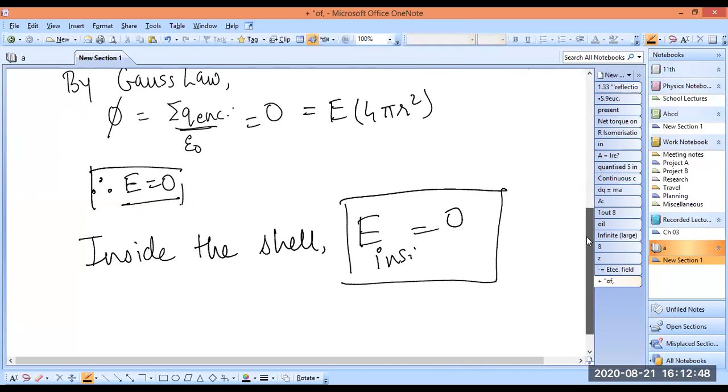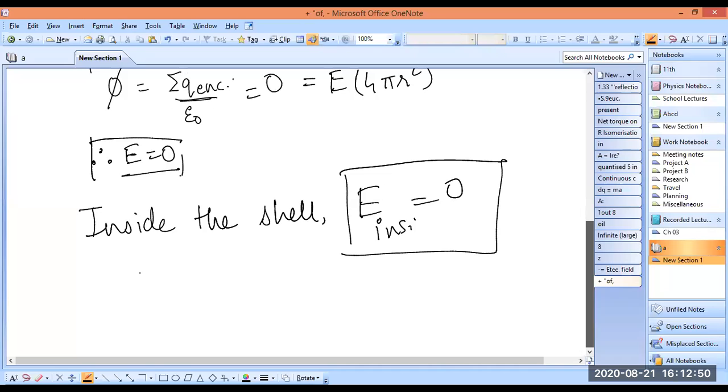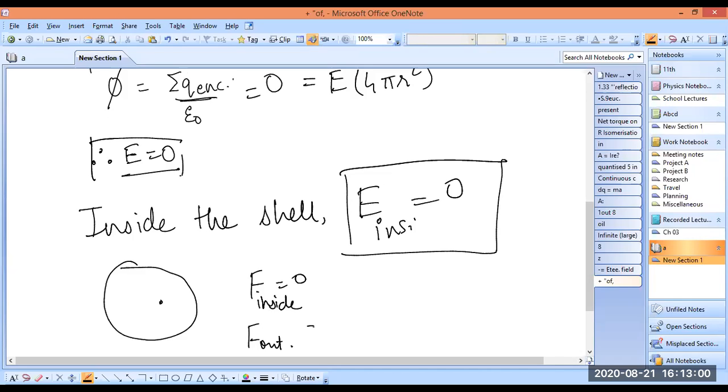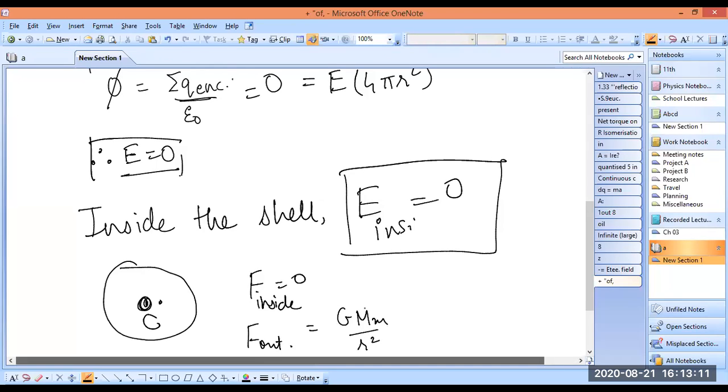One was that if you want to find out the gravitational force inside a shell, we were told that inside the shell the gravitational force is 0, and for outside you just have to assume that the whole mass is concentrated at the center, and then we used to do it just like GMm by r square, right, for outside. So same thing here.